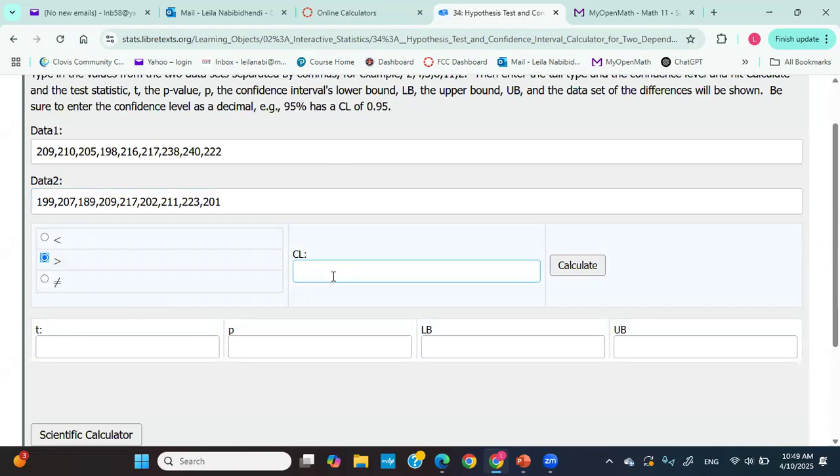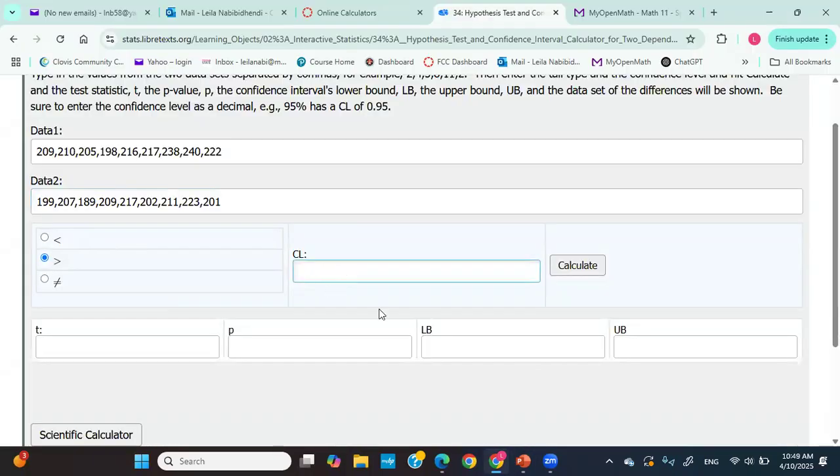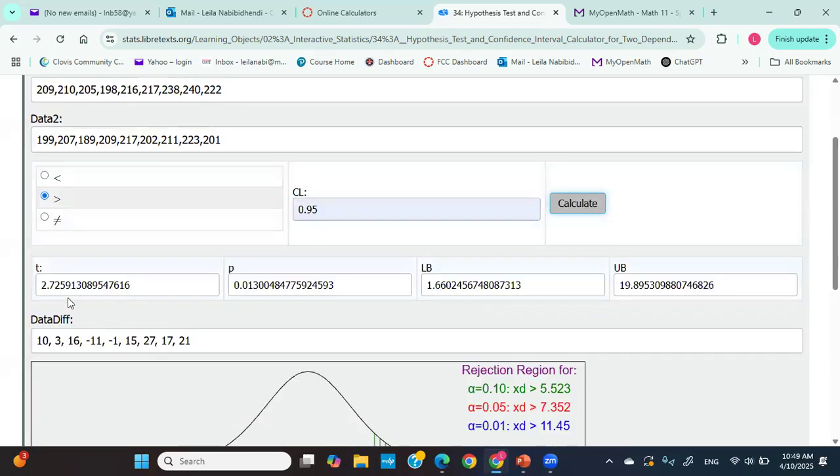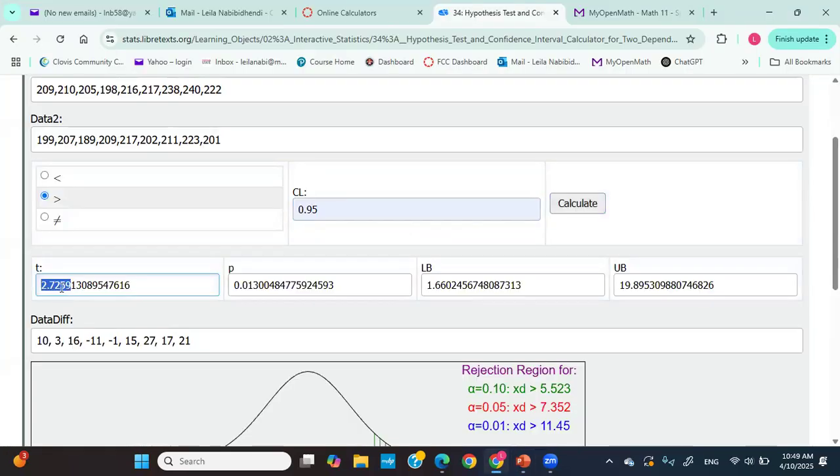Now it's asking for the confidence level, and you know that the confidence level is always 1 minus alpha. If alpha is 5%, that means the confidence level is 95%. And then we calculate. And when we calculate, we have the test statistic, which is 2.72. And you see that manually I also got a similar answer. The difference in decimals is okay because we usually round the numbers when we are finding d bar and s sub d. But the numbers from the online calculators are more accurate.